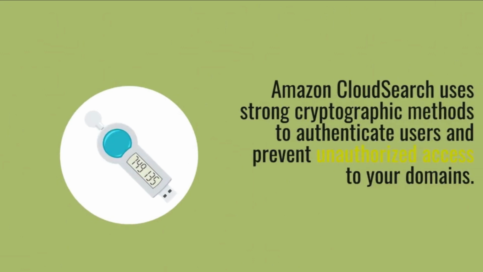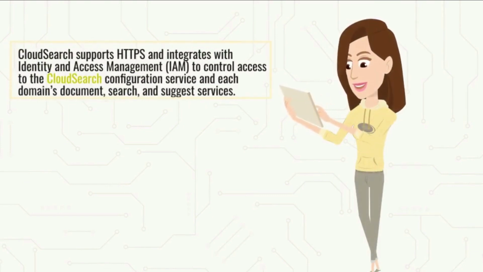Amazon CloudSearch uses strong cryptographic methods to authenticate users and prevent unauthorized access to your domains. CloudSearch supports HTTPS and integrates with Identity and Access Management, IAM, to control access to the CloudSearch configuration service and each domain's document, search, and suggest services.